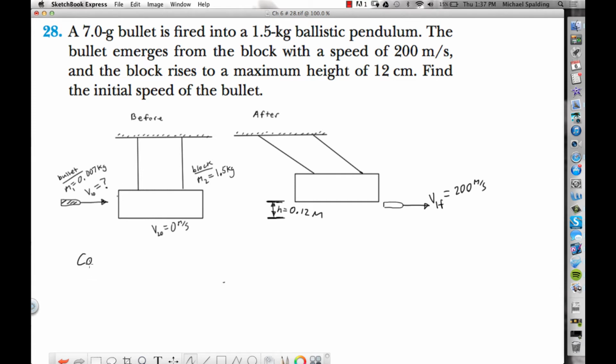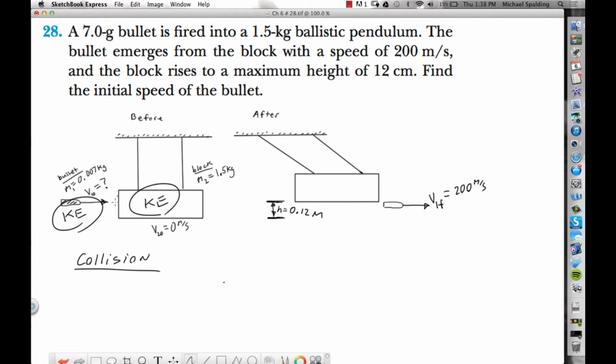Now, when you have a collision, you can use conservation of momentum. You cannot use conservation of energy unless the problem specifically tells you that energy is conserved. But look, the bullet has kinetic energy before the collision. There's going to be kinetic energy after the collision, but these are not equal, because where does a lot of the energy go? Heat. It goes into heat energy.